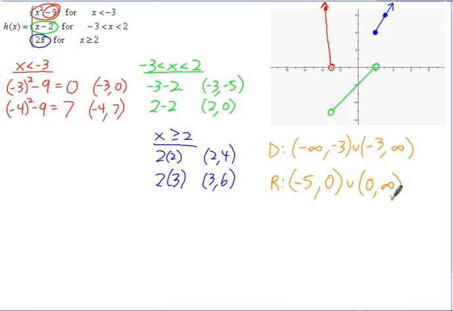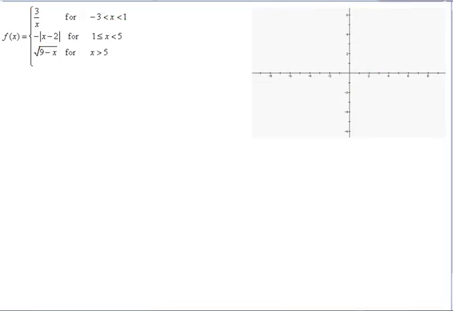All right, let's take a look at one more. Another one with 3 pieces, so let's start with the first piece. Negative 3 is less than x, which is less than 1. So let's first substitute in the breakpoints. Negative 3. And then 3 divided by negative 3 is negative 1, so we get negative 3 and negative 1. And notice it doesn't have the equal to at negative 3, so that's going to be an open circle.